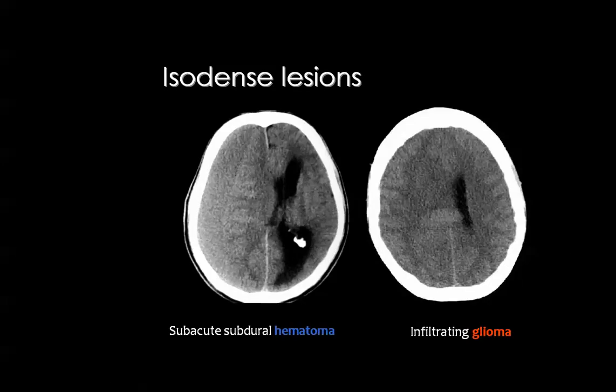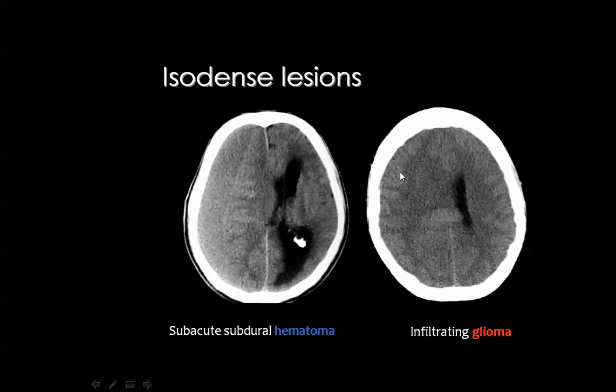Then we used to teach our junior staff about the isodense lesions, the differential diagnosis of isodense lesions producing mass effect where you cannot see the lesion. Then if you look here, this is a subdural subacute hematoma producing a mass effect, compressing the ventricle and displacing it to the opposite side.